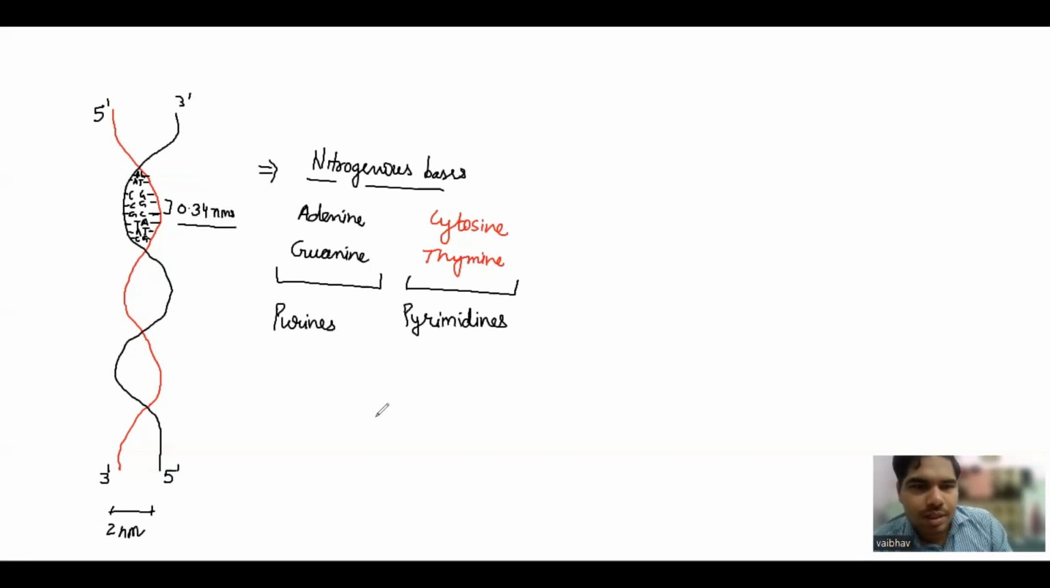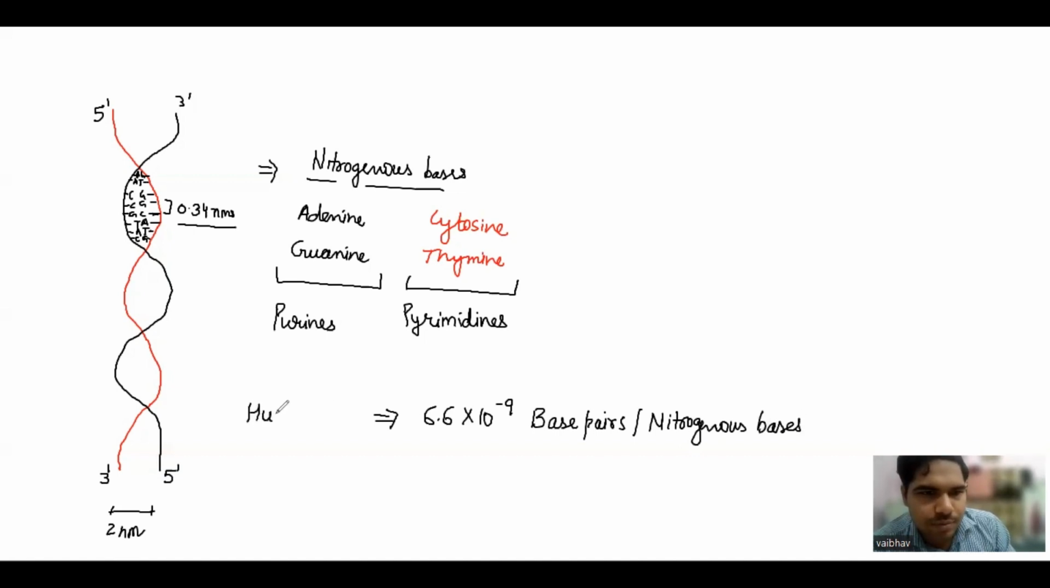And now we can calculate with 0.34 nanometers. It is fixed. One thing is fixed for humans. Humans have a total of 6.6 into 10 to the power 9 base pairs, or we can call them nitrogenous bases. So it is fixed for modern Homo sapiens. This is the total number of nitrogenous bases in a diploid cell. Now, how can we calculate it?